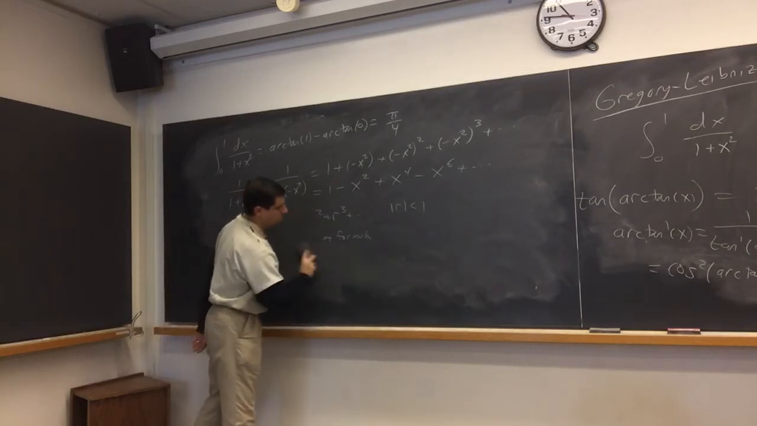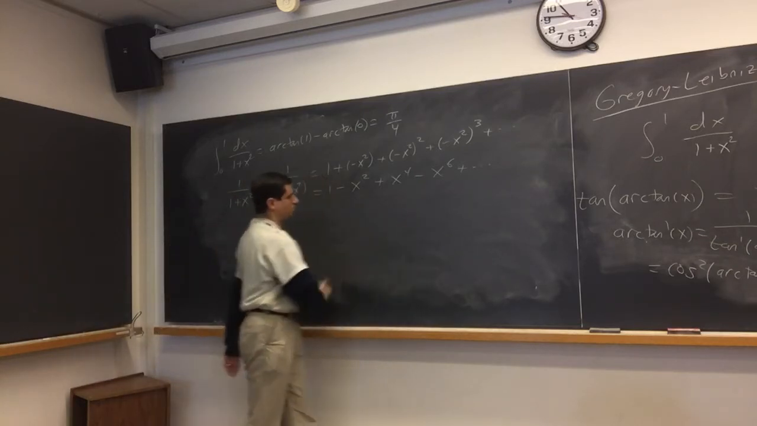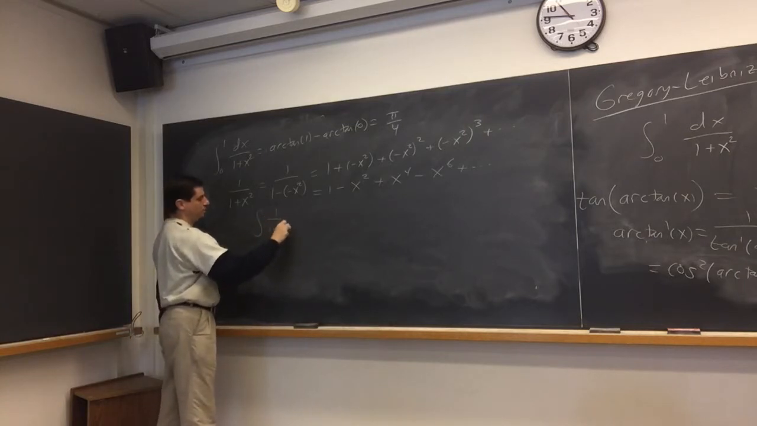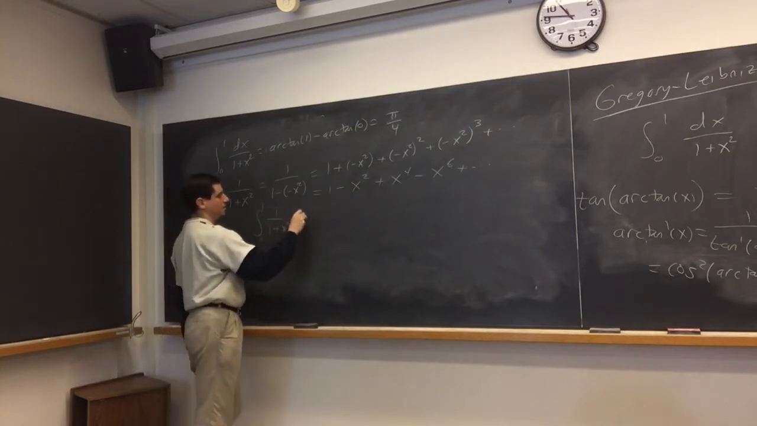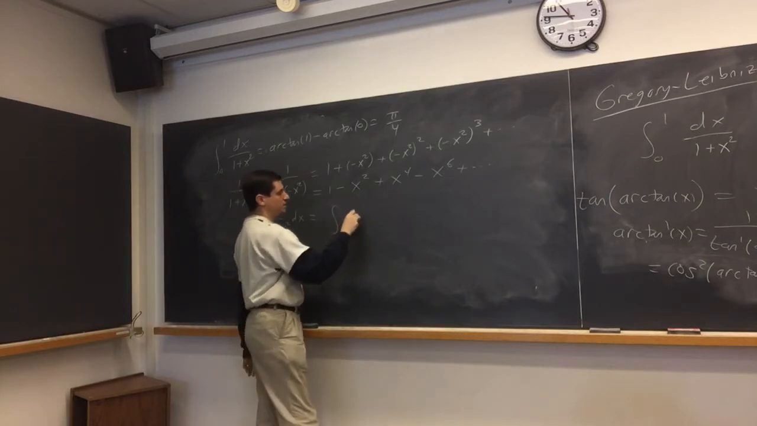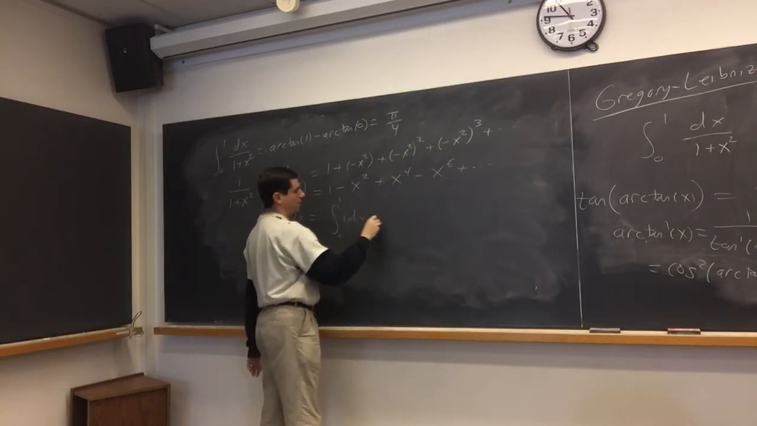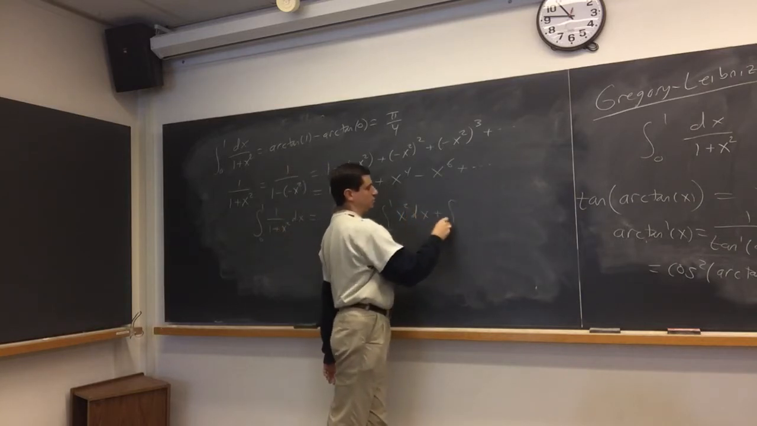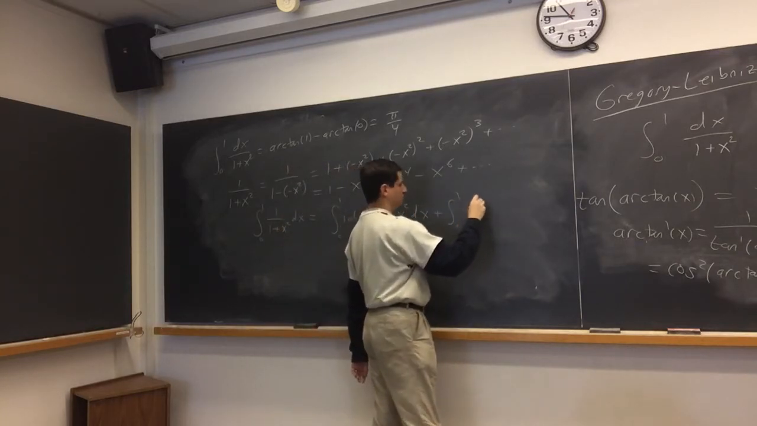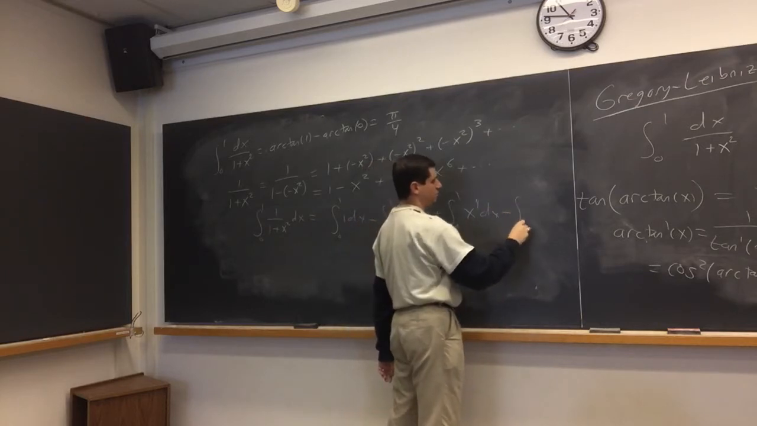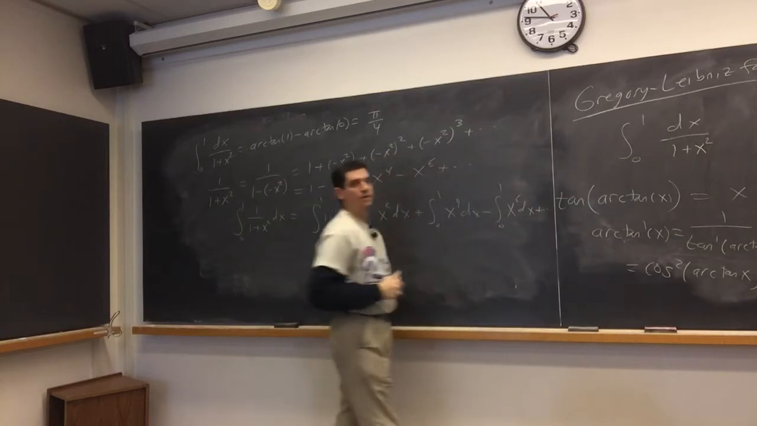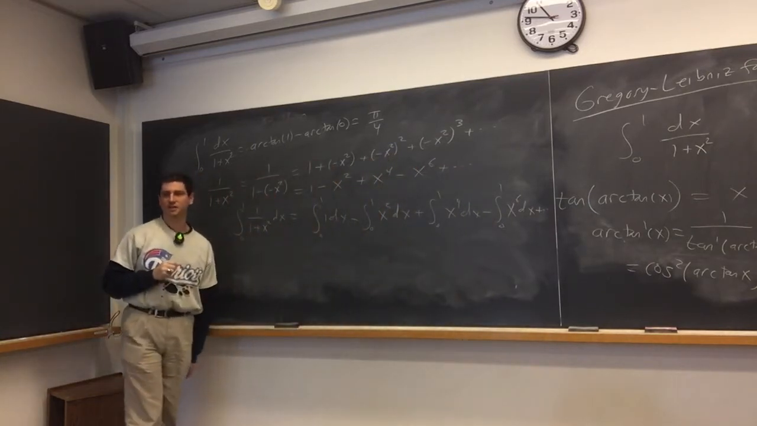And now, we've got just enough time. Let's integrate 1 over 1 plus x squared from 0 to 1. I have the integral of 1 dx minus the integral from 0 to 1 of x squared dx plus the integral from 0 to 1 of x to the 4th dx minus the integral from 0 to 1 of x to the 6th dx. What illegal thing may I have done?